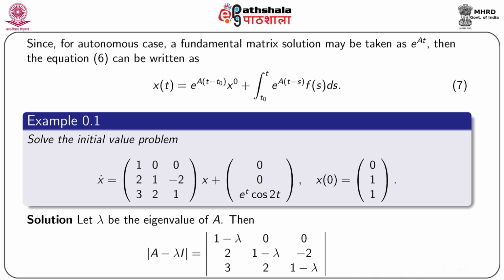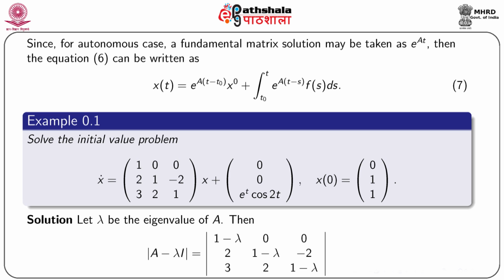Since for the autonomous case a fundamental matrix solution can be given as e to the power At, equation number 6 can be written as x(t) is equal to e to the power A(t minus t0) into x0 plus the integral from t0 to t of e to the power A(t minus s) f(s) ds, given by equation number 7.